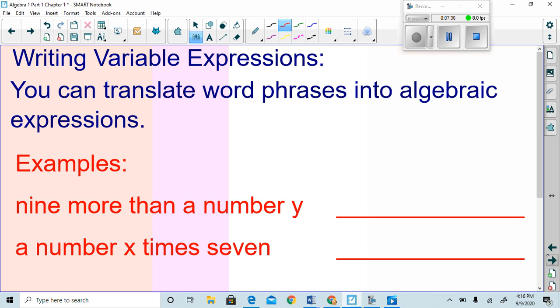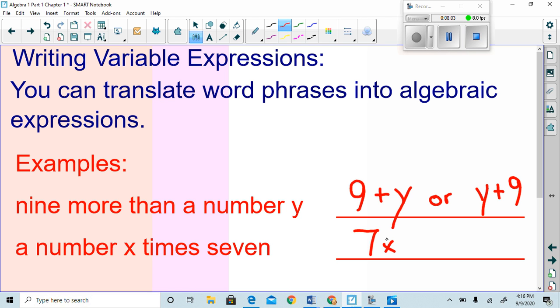9 more than a number y. Well, 9 more means I'm going to be adding. Now, I could write 9 plus y or y plus 9. That's using your commutative property, so with addition, order does not matter. A number x times 7. Well, you're just going to see something like 7x. You could have it in parentheses.